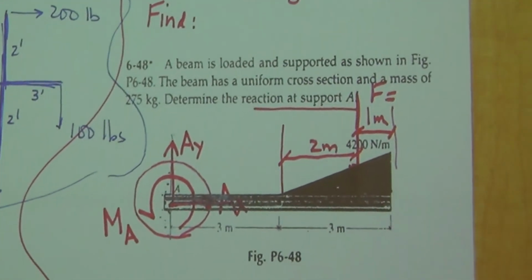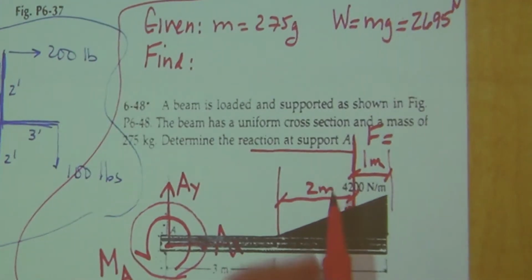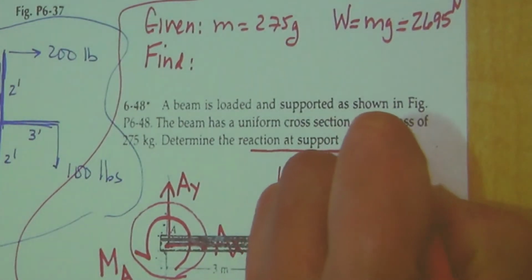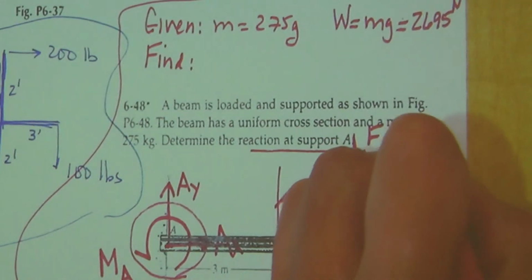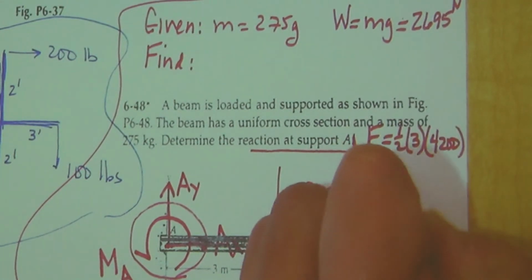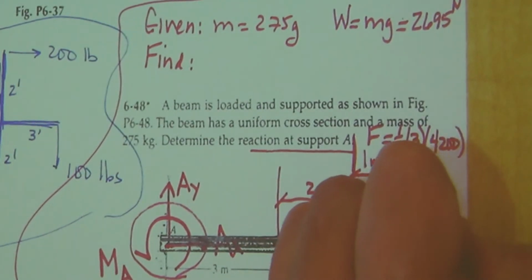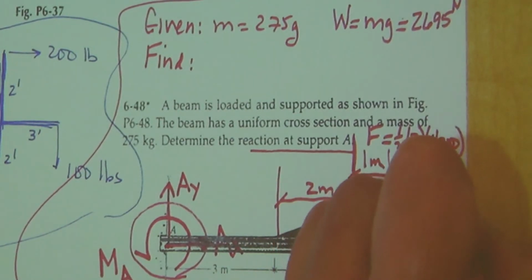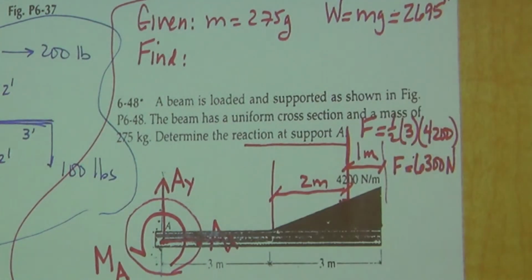For distributed loads, what do I calculate? The area. So what's the area of a triangle? 1/2 base, which is 3, times the height, which is 4,200. So F turns out to be what? 6,300 newtons. Wait, why is the height 4,200?